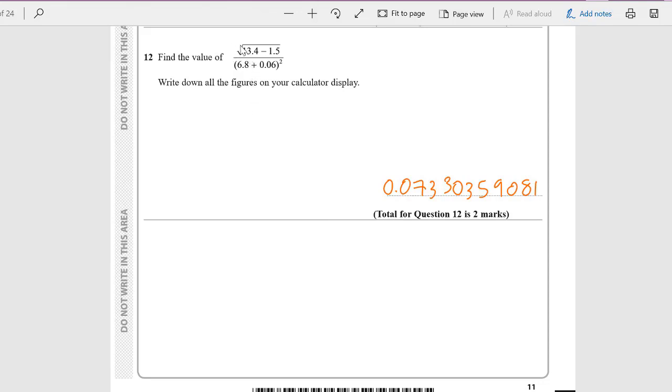you've pressed the right buttons into the calculator first. So what you would do is, let's say the numerator, so you'd put in 13.4 minus 1.5 squared, and then you'd divide that by 6.8 plus 0.06 squared. I'm going to put that in its own brackets, and then you would get the answer.